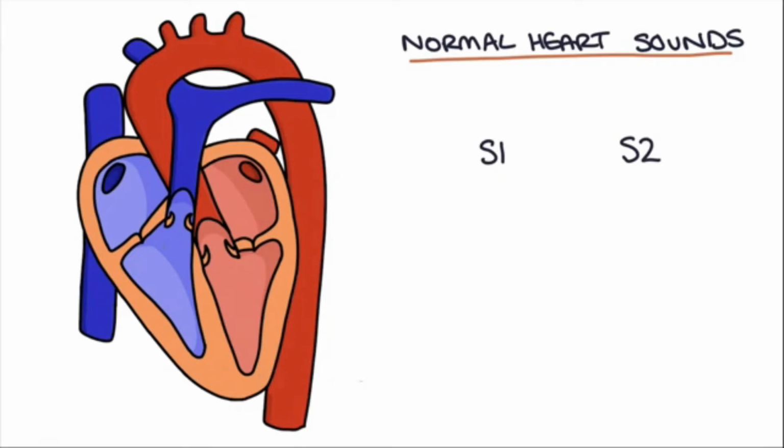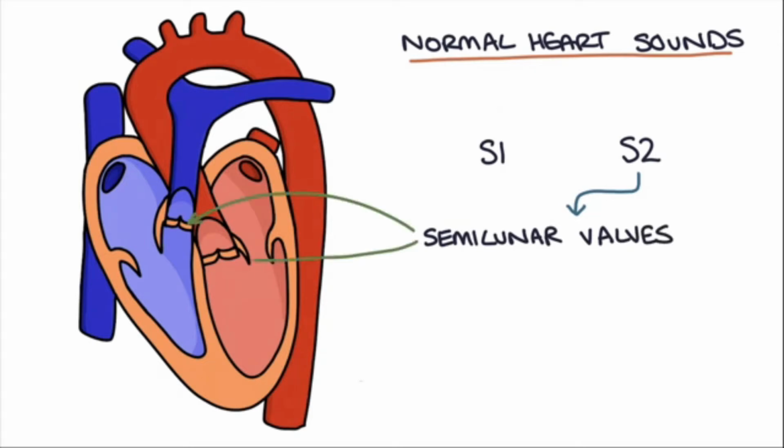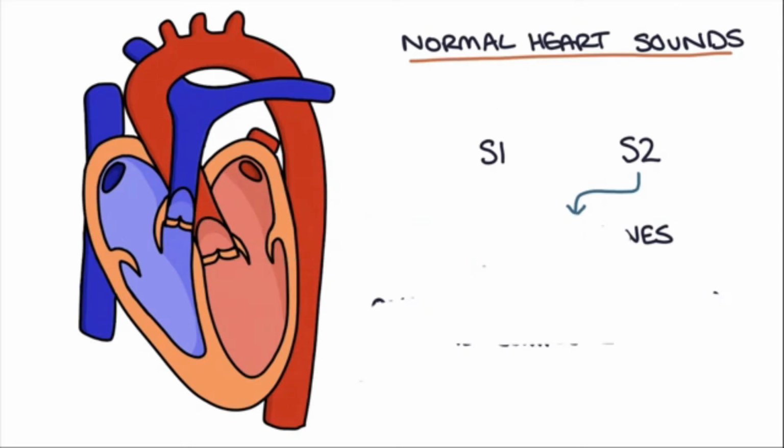S2 is called the second heart sound, and this sound is generated due to the closure of the semilunar valves, the pulmonary valve and the aortic valve. Once the systolic contraction is complete, the blood that flows out of the heart will tend to return back. This closure of valves avoids that. Let us hear the sounds. These two sounds are lub and dub.